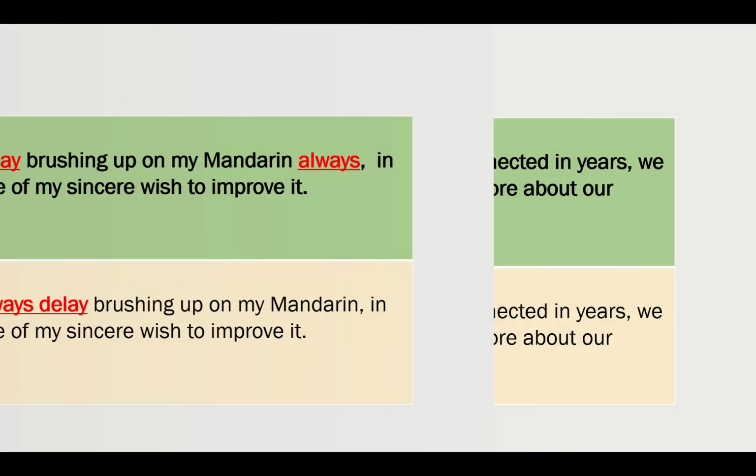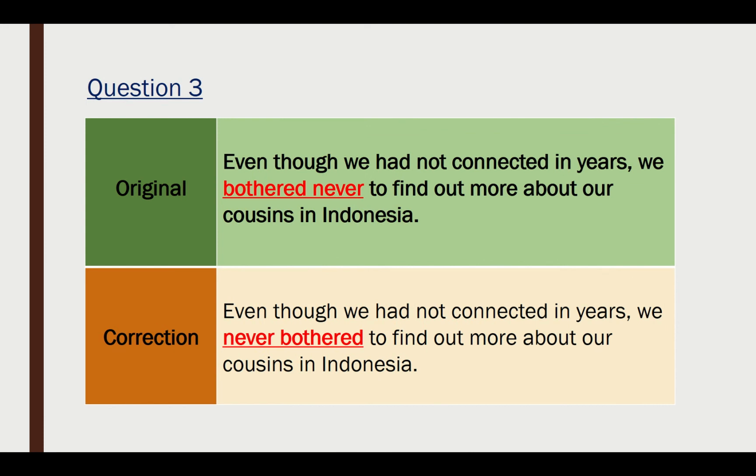Right, let's move on to question 3 now. "Even though we have not connected in years, we bothered never to find out more about our cousins in Indonesia." Again, here the adverb should be placed before a verb. The correct answer should be, "Even though we have not connected in years, we never bothered to find out more about our cousins in Indonesia." Bothered is the verb, and never is the adverb. Okay?